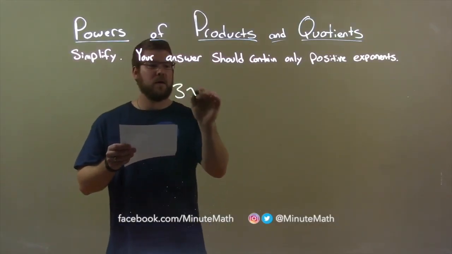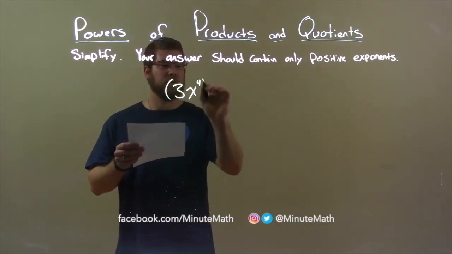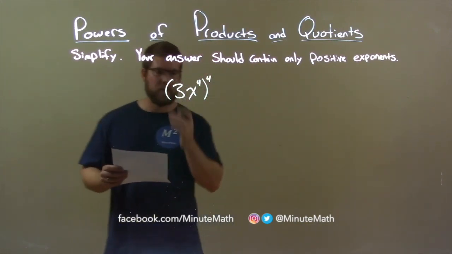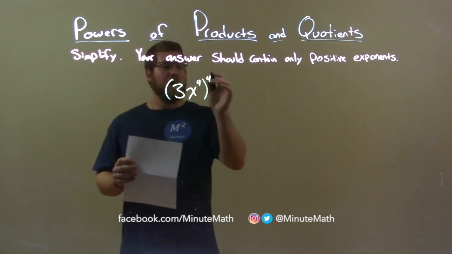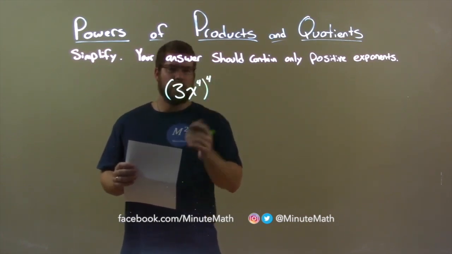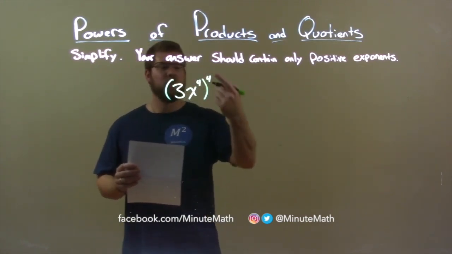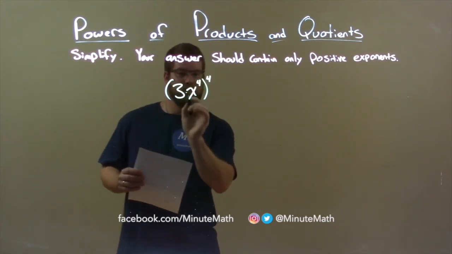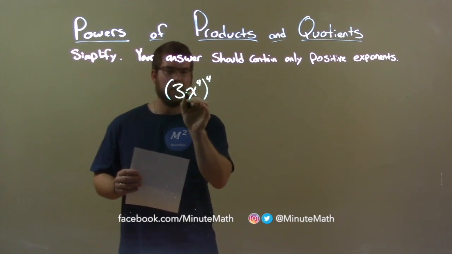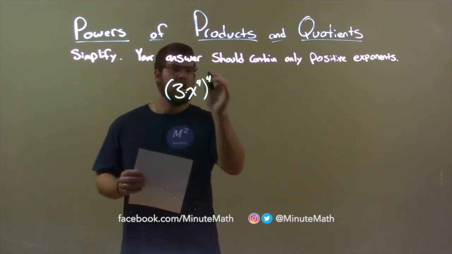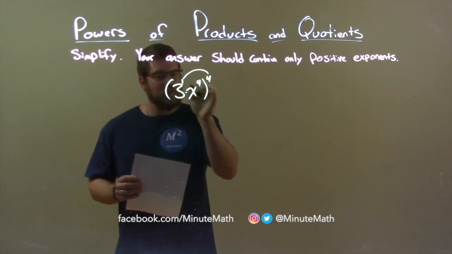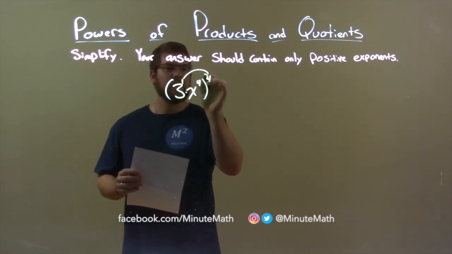3x to the 4th power, all raised to the 4th power. Okay? Well, when we have something in the parentheses to the 4th power, we can distribute that exponent to the inside. Now, our two terms, 3 and x to the 4th power, well, not really two terms, but separated by multiplication going on there. So the 4 gets to the 3, and remember that 3 is actually 3 to the 1st power. We distribute the 4 to both parts.